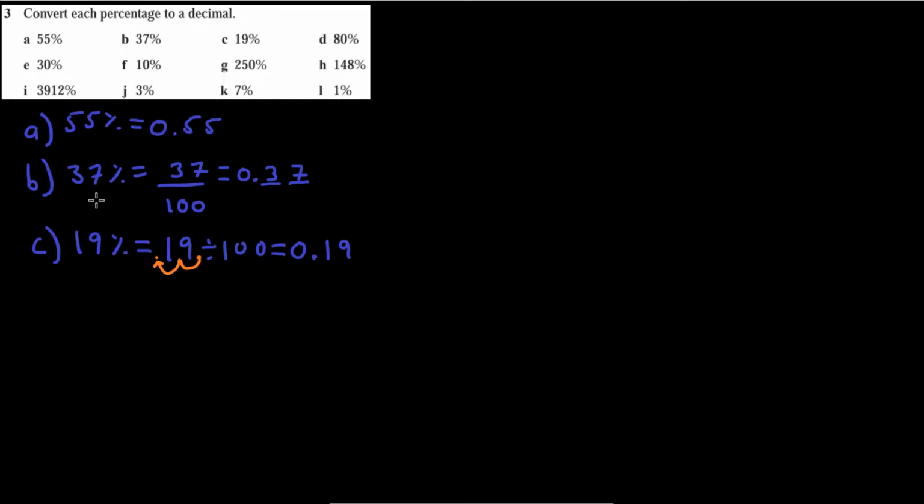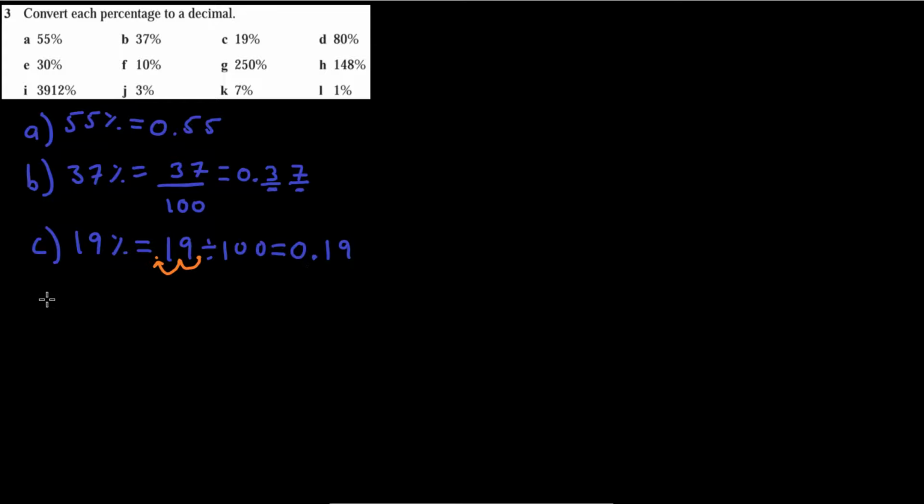Next up, B, we've got 37%. We can think about that as a fraction, 37 out of 100. So if we think about our decimal places, you've got the tenths place just here, and then the hundredths place just here. We just put in 37 into the tenths and hundredths place. Finally, we've got 19%, which is the same as saying 19 divided by 100, very similar to writing it as a fraction. But when we divide by 100, we're just moving that decimal point 2 places to the left. So it was 19, now it'll be 0.19.